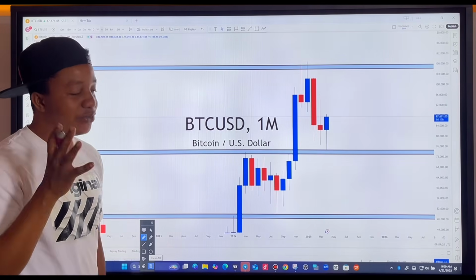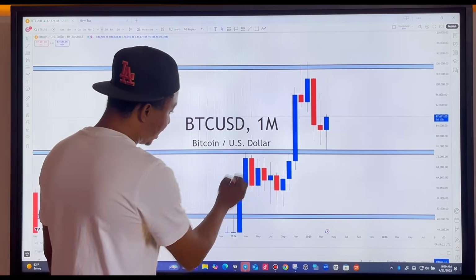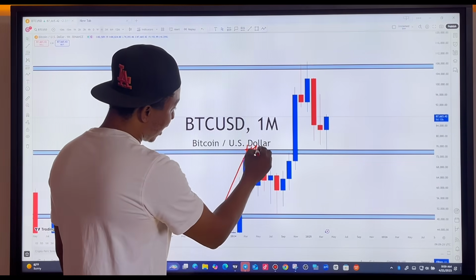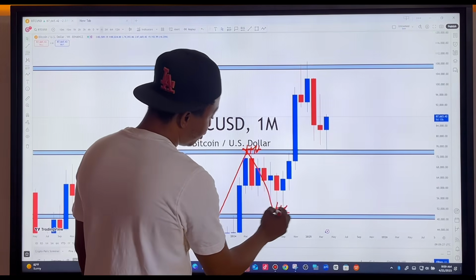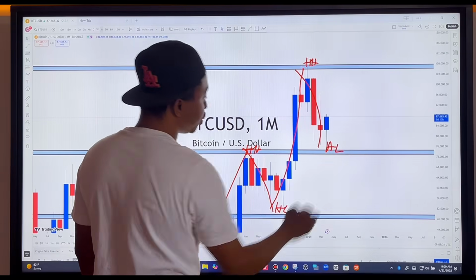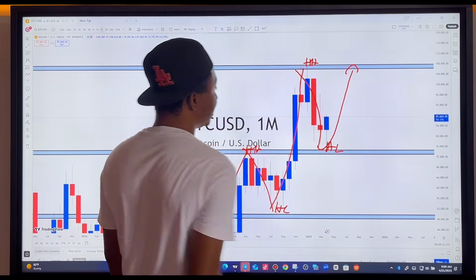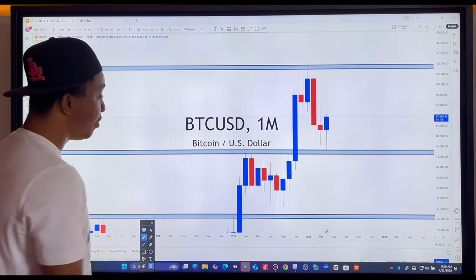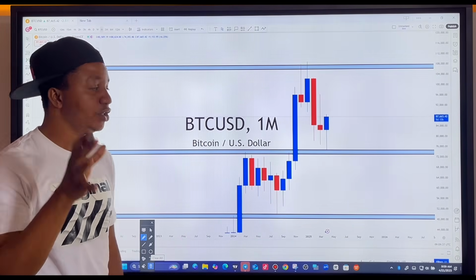On the monthly, we are seeing an uptrend. Why? Because price gave us a higher high. After the high, we saw a higher low. A new high was formed. Another higher low has been formed. Where should we go next? We move continuously to the upside.